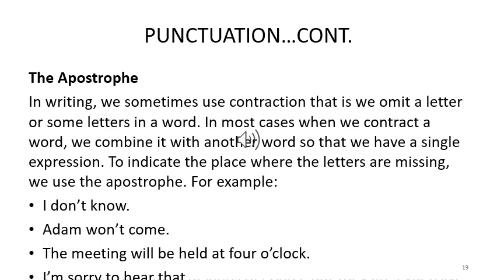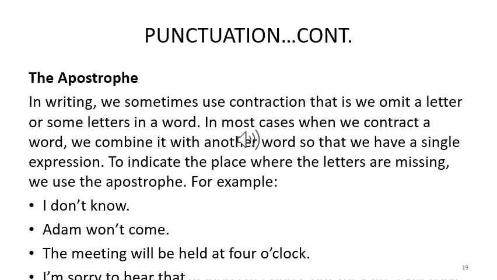Adam won't come. Won't is a contracted form of will not come. So you can see that in this case, because of the contraction, you don't say willn't come. You say won't. Adam will not come or would not come. So you contract it to say Adam won't come. The meeting will be held at 4 o'clock. O'clock, that O is of the clock, at 4 of the clock, but we have removed the F, so it is 4 o'clock. And that apostrophe is to indicate the of and the that we have removed.